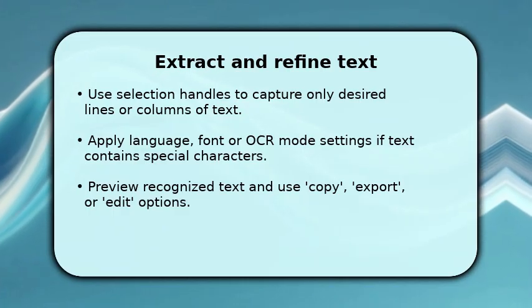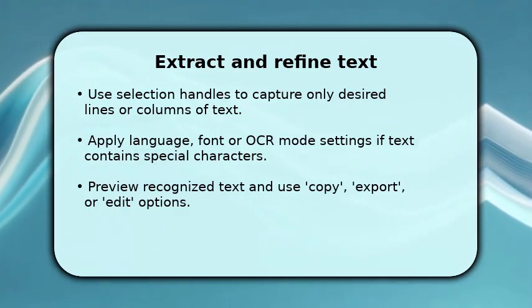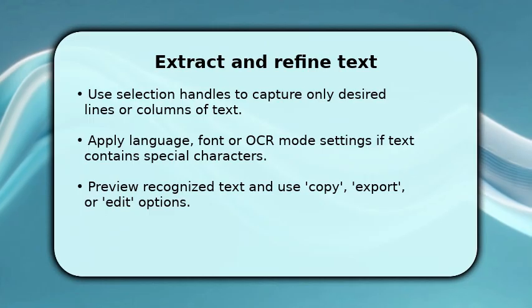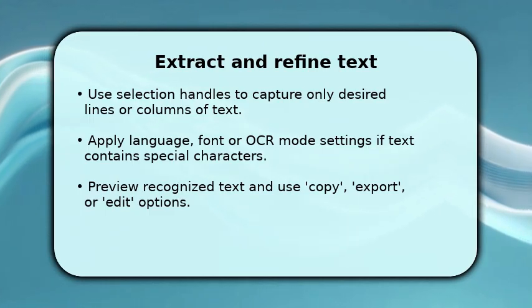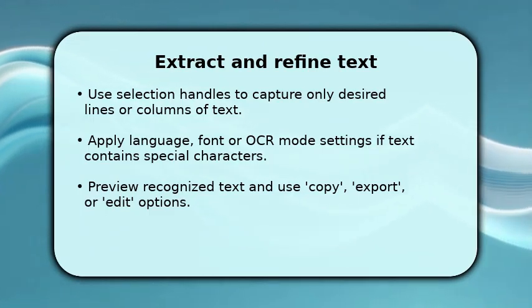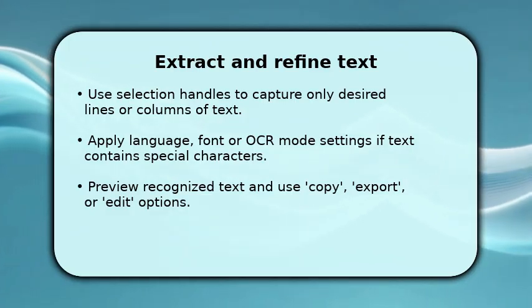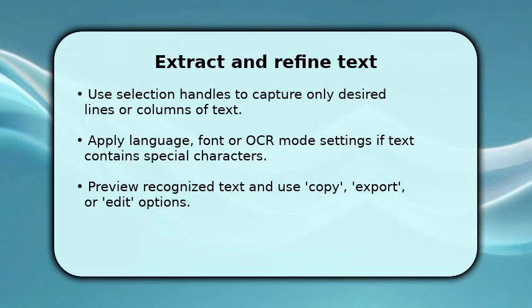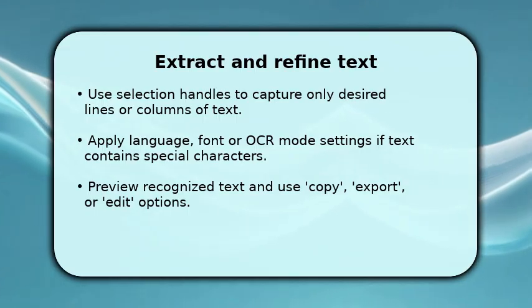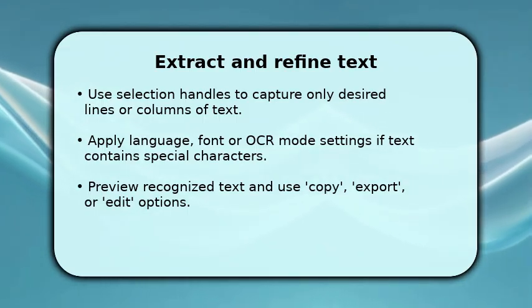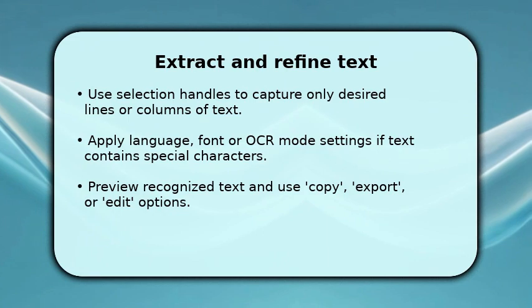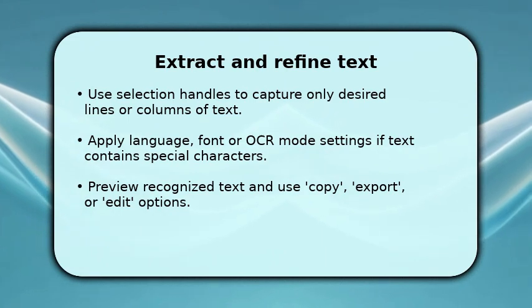Once the OCR runs, choose the correct language or recognition mode if you see odd characters. This helps with accents and symbols. Preview the extracted text in the editor pane and correct obvious mistakes inline. OCR can confuse L and 1 or O and 0. When satisfied, use Copy, Export, or Save as plain text to move the cleaned output into your document or clipboard.